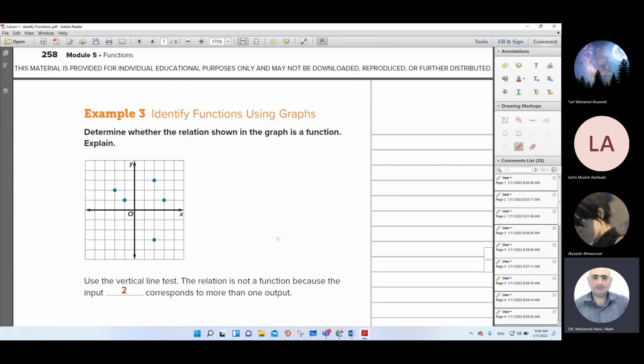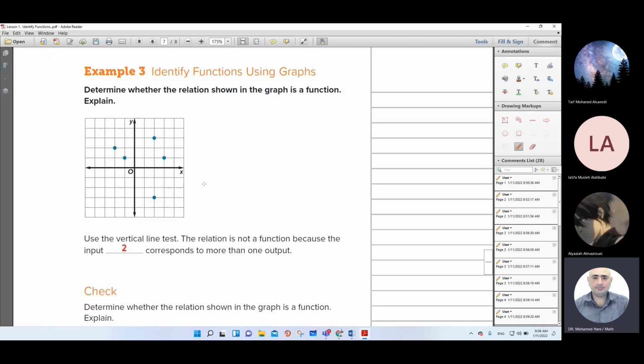Identify functions using graphs. Determine whether the relation shown in the graph is a function. Explain. As you see here, we just have points. We can find the location of each point, then we can compare between input and output, between the values of x. So, what is the location of this point? 2 in x and negative 3 in y.